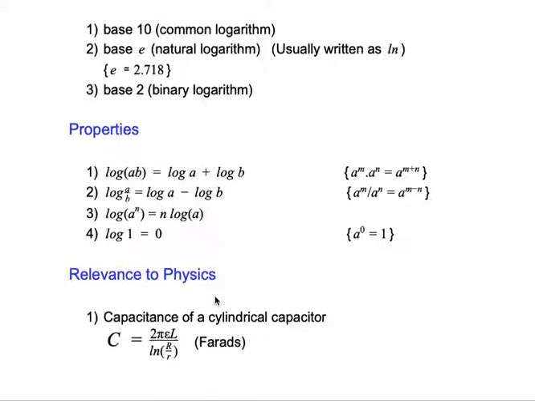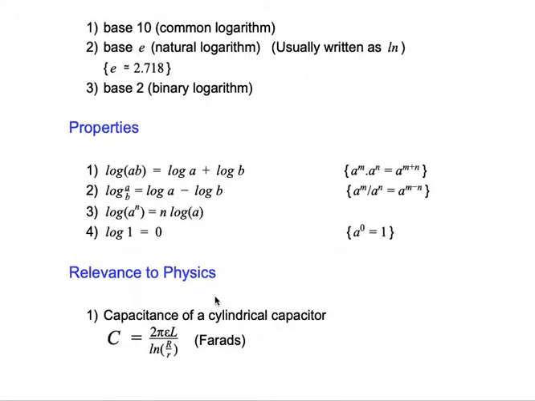Let's quickly see some properties of logarithms. Logarithms is a big topic and its properties are enormous. But from a physics perspective, some of the most frequently used properties are listed here. So we will have the product property first. Log of AB equals log A plus log B.